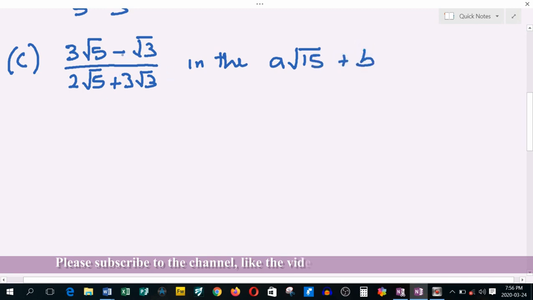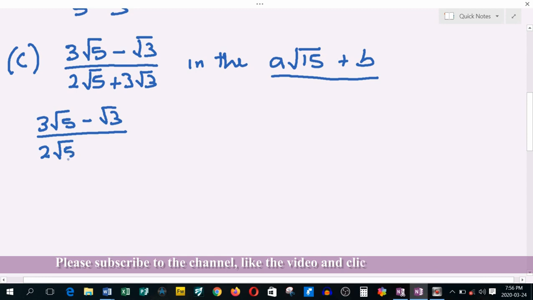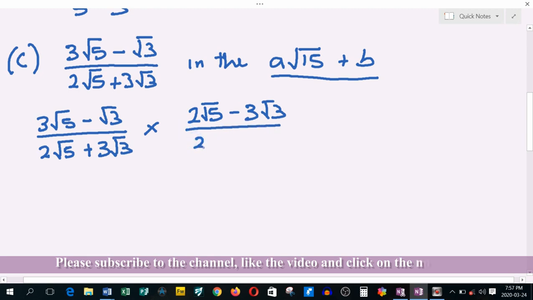So what we'll do is we'll simplify this to the point that it will get to this. So we have to rationalize 3 root 5 minus root 3 all over 2 root 5 plus 3 root 3 times the conjugate, 2 root 5 minus 3 root 3 all over 2 root 5 minus 3 root 3.